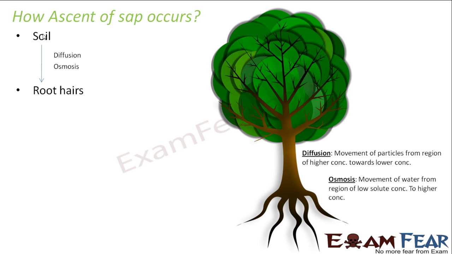Now soil is the place which is enriched with water and minerals. So we have all the water and minerals in the soil. From the soil it goes into the root hairs. How does it enter the root hair from the soil? By the process of diffusion and osmosis. What is diffusion? It is the movement of particles from a region of higher concentration towards lower concentration. So the movement of minerals from the soil to the root hairs happens through diffusion. So the minerals actually diffuse.